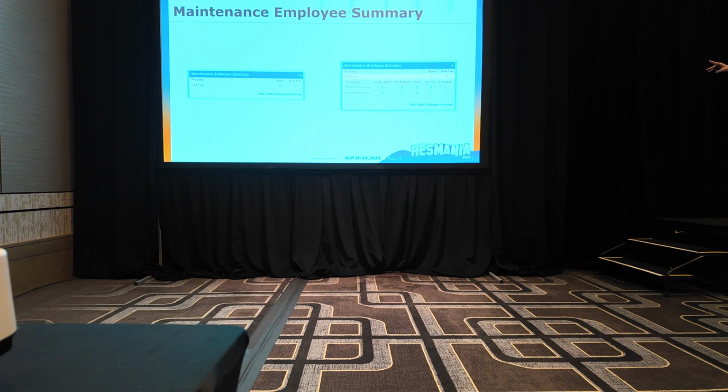So the first view is prior to clicking on the property line. So it's just going to give you high level, how many are open, how many are overdue. And overdue is going to be it's past that due date. Then when you click on it, of course you get the actual employees and that extra detail.